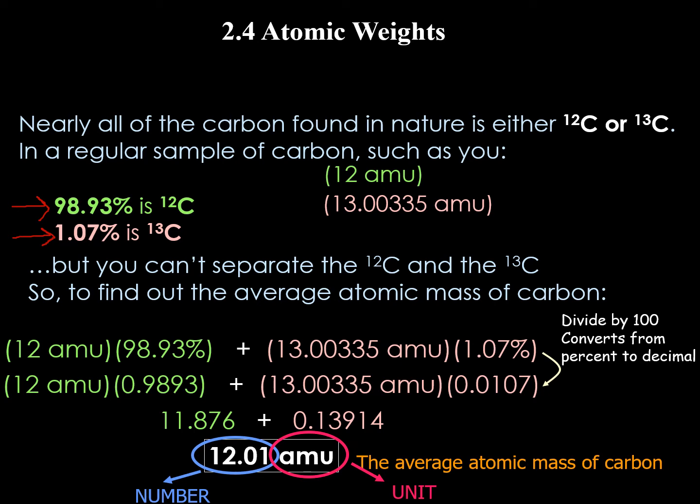We take carbon-12 multiplied by its percentage, and carbon-13 multiplied by its percentage. We must convert those percentages to decimals, so we divide by 100 here, and we divide by 100 here, and when we do the math, we come out with 12.01 AMU.